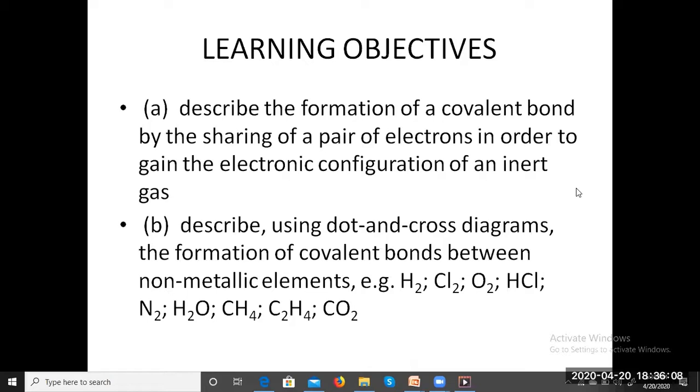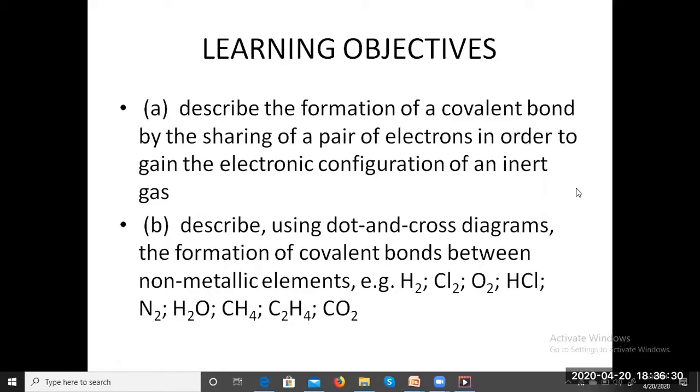Atoms make bonds with each other to make new substances. Okay, to make new substances. Let's read the learning objective, then we will discuss it further. First, we will describe the formation of a covalent bond by the sharing of a pair of electrons in order to gain the electronic configuration of a noble gas.